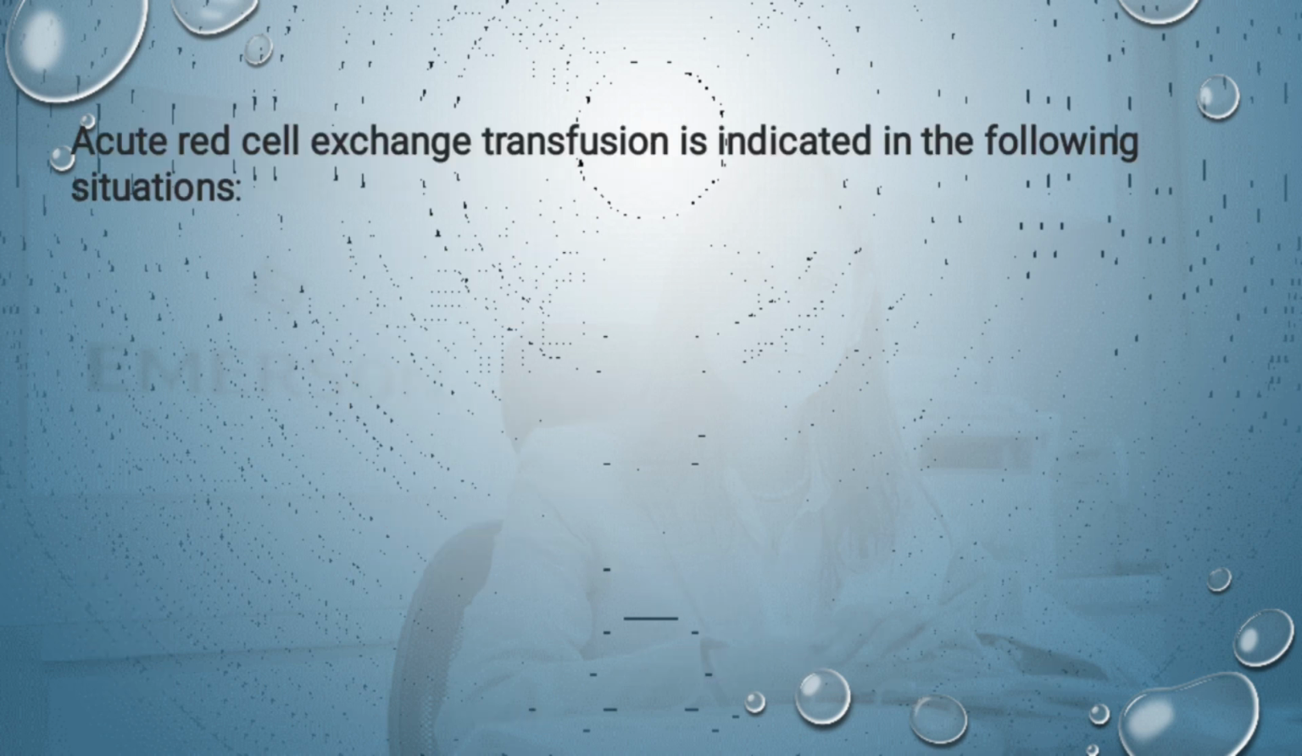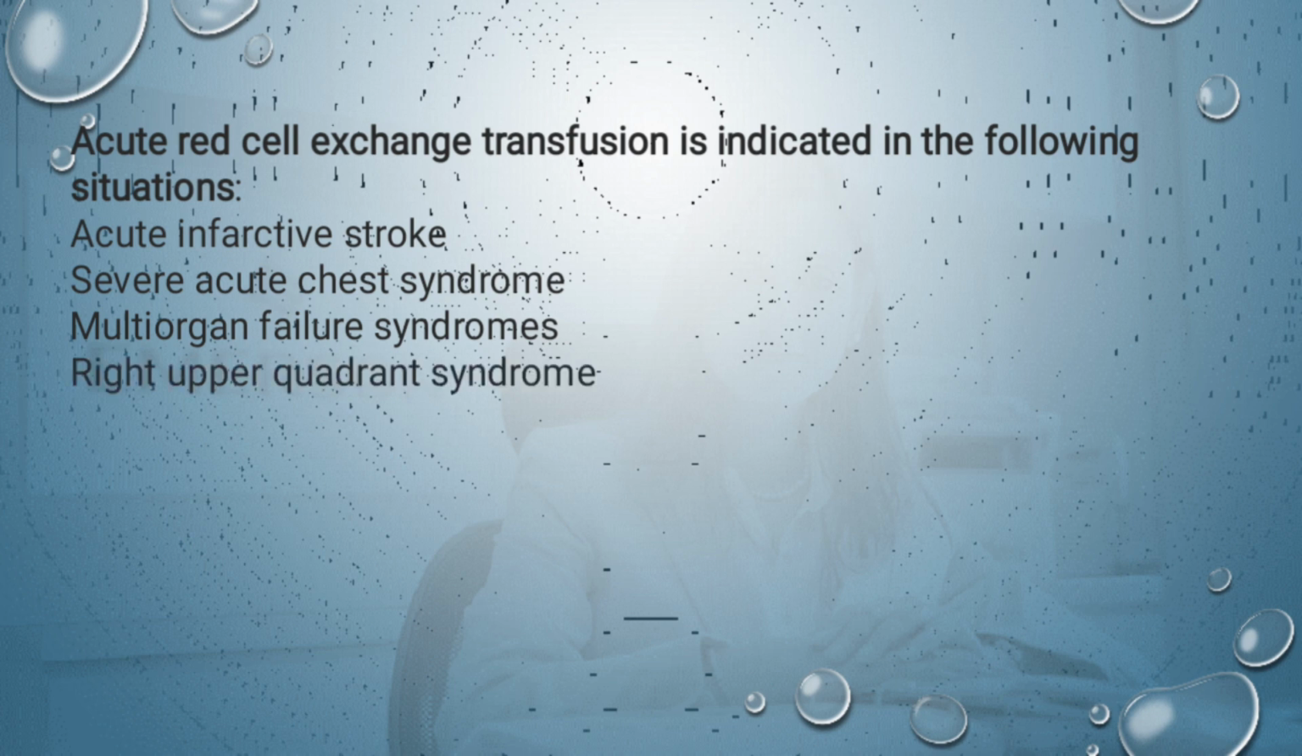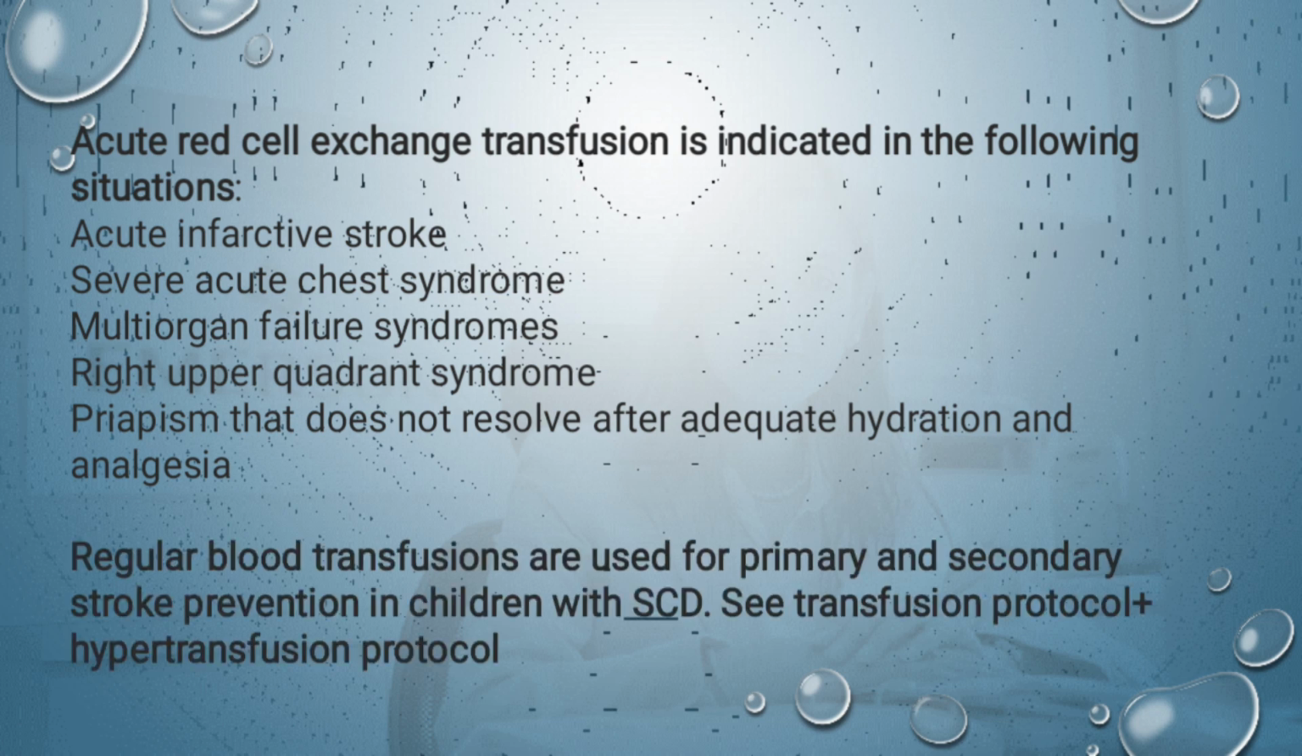Then you have to know that acute red cell exchange transfusion is indicated in the following situations. If someone has acute infarctive stroke, you can give them blood. Severe acute chest syndrome, blood. Multi-organ failure syndromes, blood. Right upper quadrant syndrome. Priapism that does not resolve after adequate hydration and analgesia. Regular blood transfusions are used for primary and secondary stroke prevention in children with sickle cell disease. Simple transfusion protocol plus hypertransfusion protocol. Okay, so these are some of the protocols I would like you to go through.